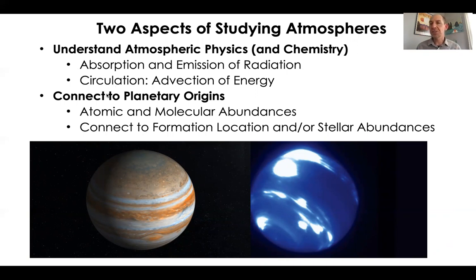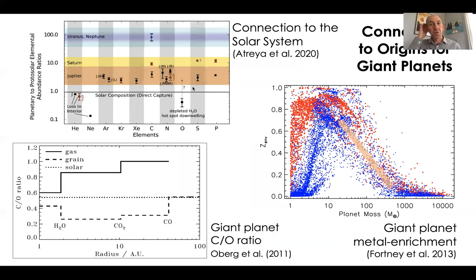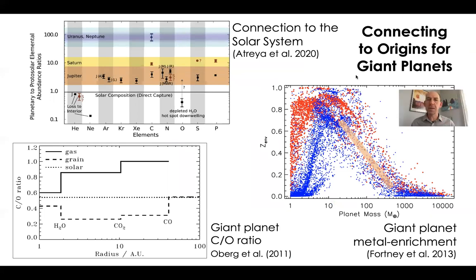We also want to understand atmospheres to connect to planetary origins. We want to think about how our findings can connect to understanding planet formation. That can be in terms of understanding the atomic and molecular abundances. That can also be trying to connect formation location to their composition and connect that to stellar abundances as well. And so connecting to abundances is important. I'm sure this will come up in some of the other talks you'll be seeing. But I want to point out how this might operate for hot Jupiters.